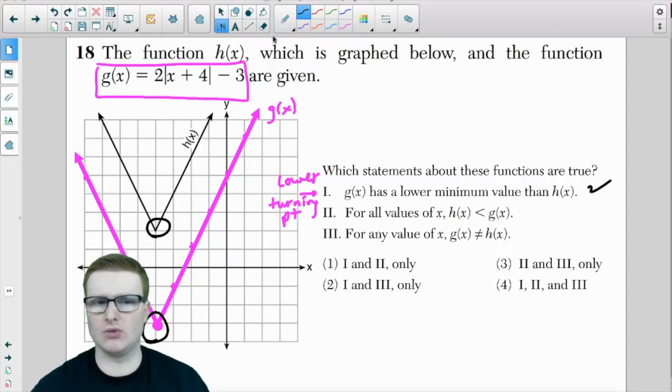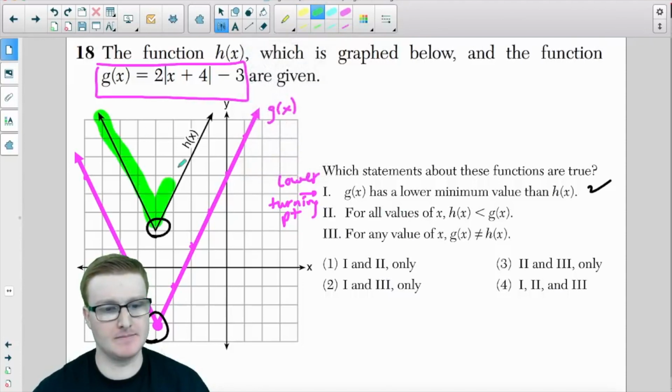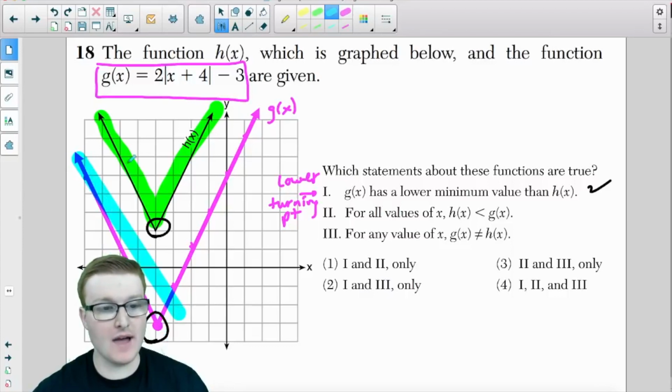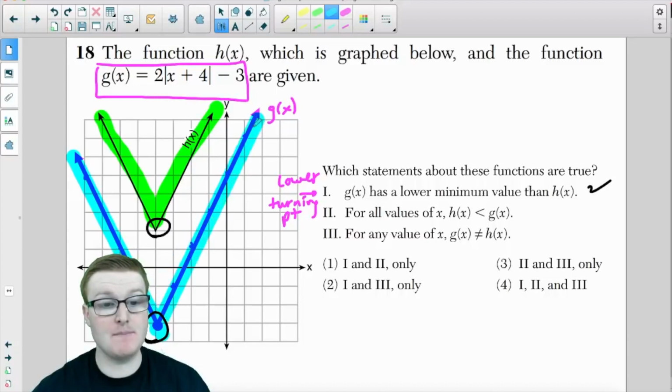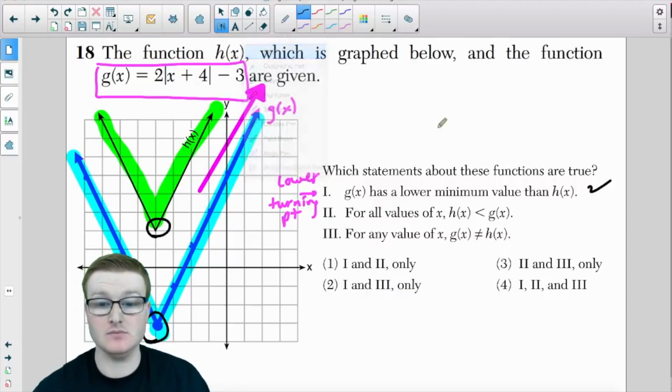For all values of x, h of x, which is the black one, is less than g of x. Really? This is higher. This is lower. For every value of x, the pink is less than the green. Because if you extend these forever in this direction, it is not going to get greater than that, okay? So that's incorrect.